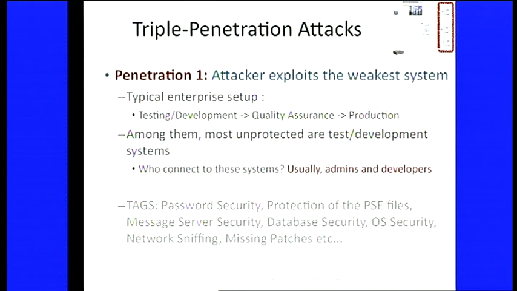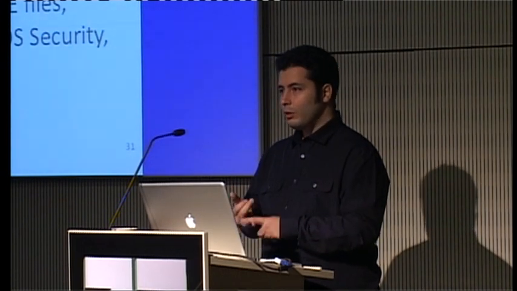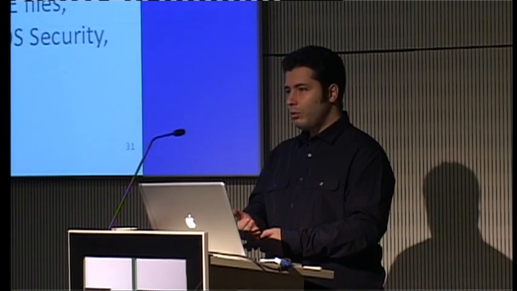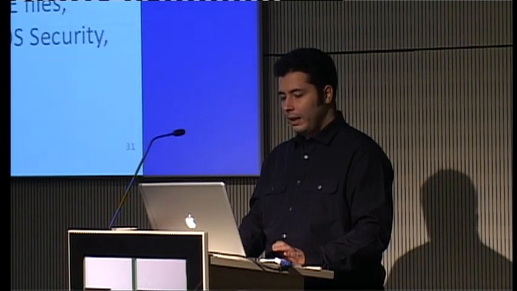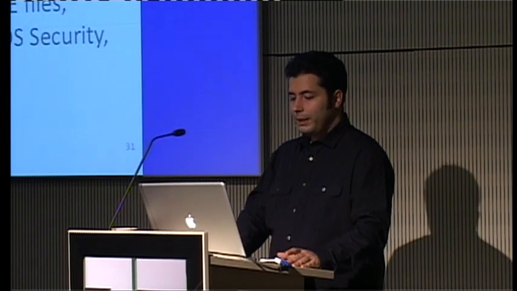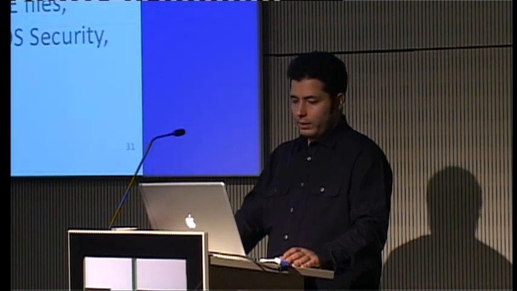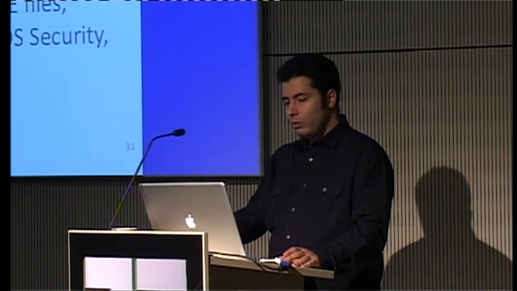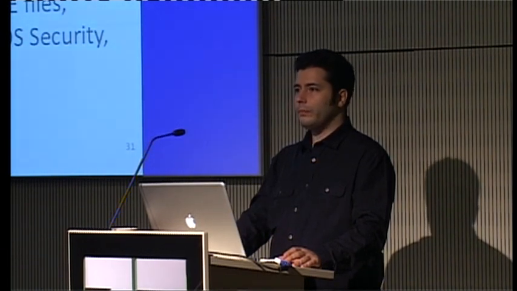But the truth is, if you look at the test or development systems, who connects to the test systems or development systems? Developers, admins. So the most important guys are actually the users of those systems with weakest security settings. So in SAP, it's usually testing, development, quality assurance, and production. And if, using the attack vectors I showed, somebody hacks those weak systems, they can also infect the users of those systems. So this is the first penetration. The system is penetrated and critical code is manipulated.